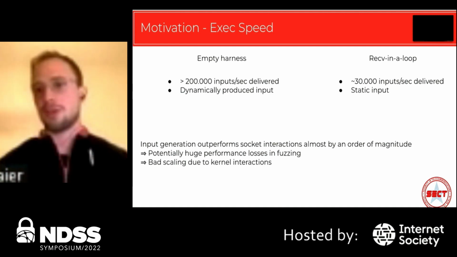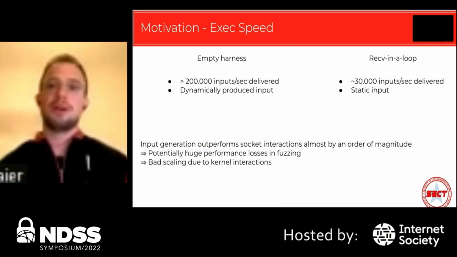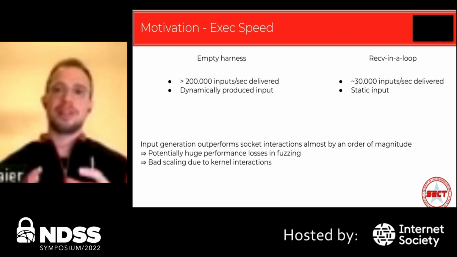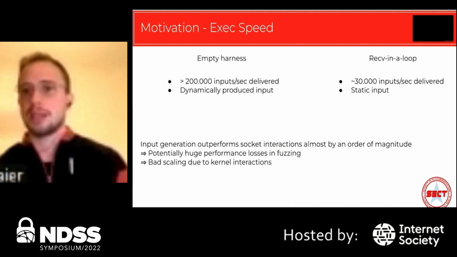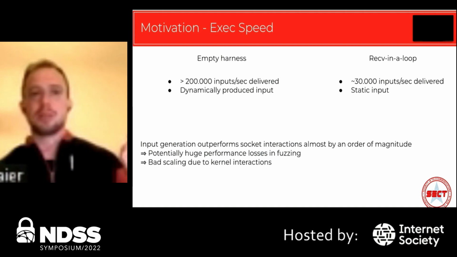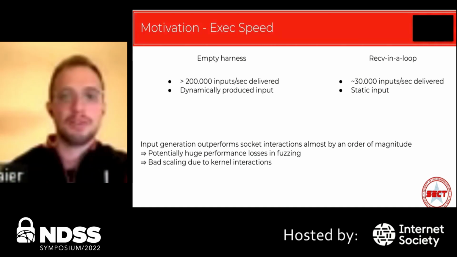And then I told you that 99% of the time is spent in the kernel. And we also know that the kernel scales really badly. So if you want to have this fuzzing on 128 cores in your machine, then this will get even slower. We only tested it on a single core. Yeah, these are a lot of pain points.